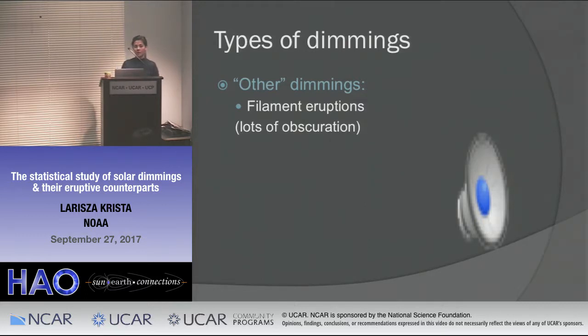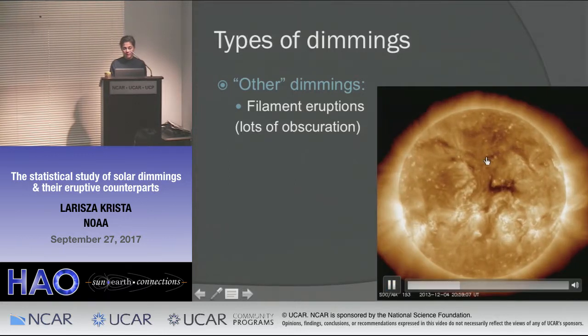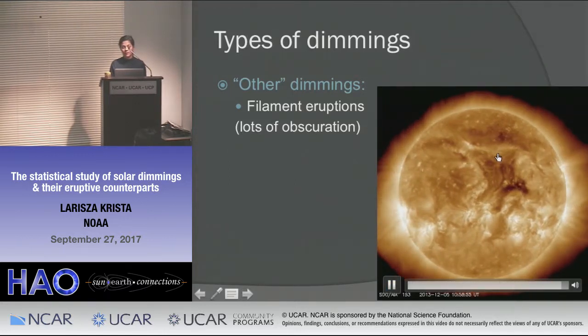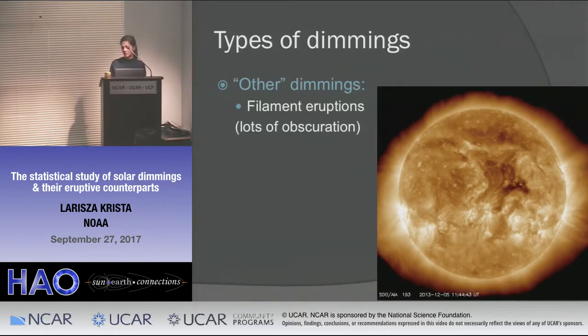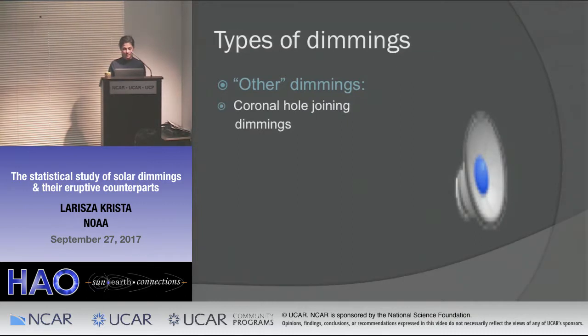So in the catalog of dimmings that I've created, we include double, single, and fragmented dimmings, but we don't include cases like filament eruption dimmings, where there's so much obscuration that we cannot precisely determine how the area has evolved or how long the dimming lived, because the obscuration means that it might be still there, we just cannot see it. So here is an example. Up here you want to look, you can see a dark region appearing, but because the rising bright arcade is obscuring the dimming, we will not include this in the statistics.